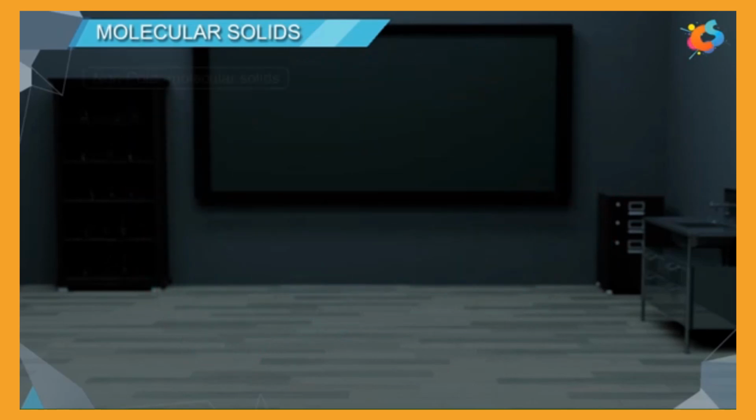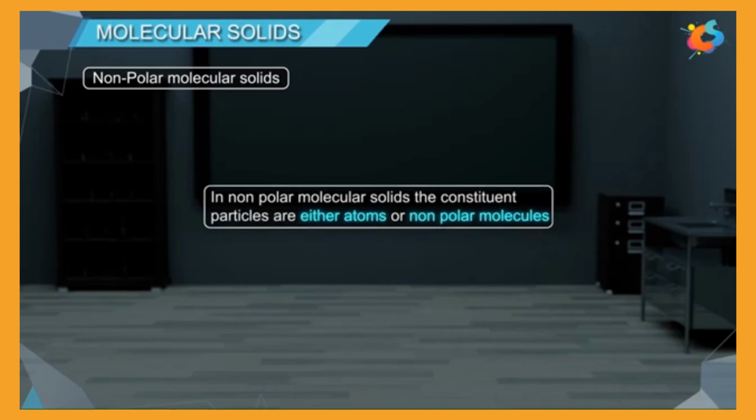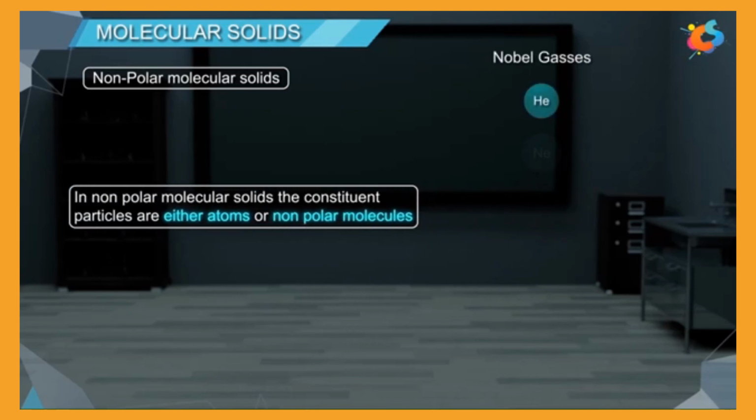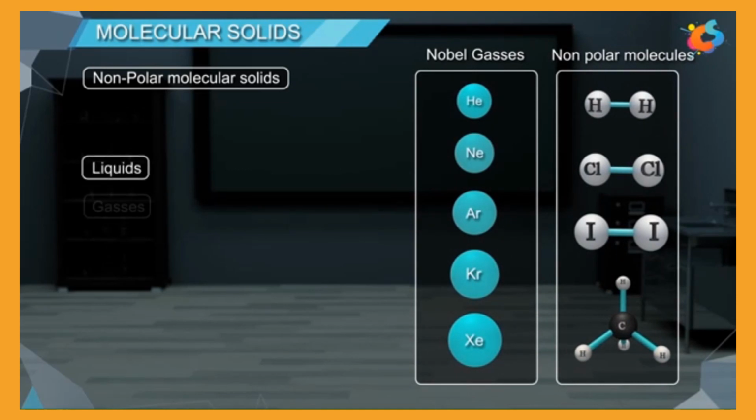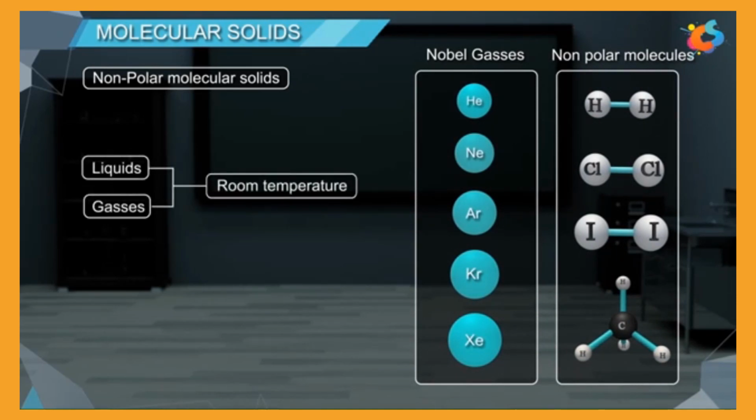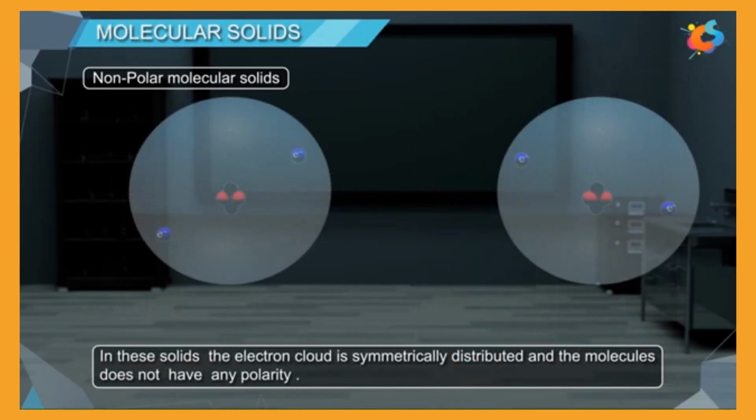What are non-polar molecular solids? In non-polar molecular solids, the constituent particles are either atoms, like noble gases such as helium, neon, argon, etc., or non-polar molecules like H2, Cl2, I2, CH4, etc. Generally, they are liquids or gases at room temperature and they exist as solids at supercooled temperature. In these solids, the electron cloud is symmetrically distributed and the molecules do not have any polarity.